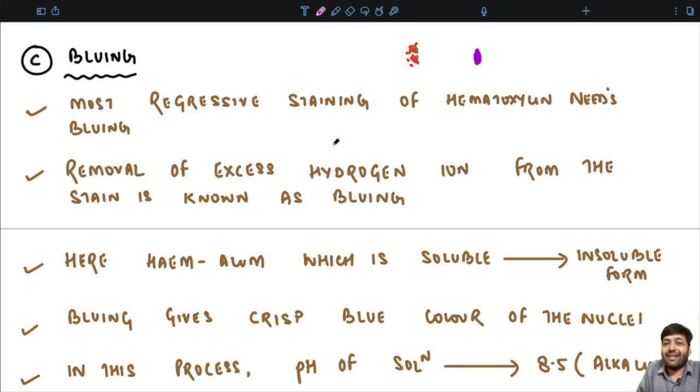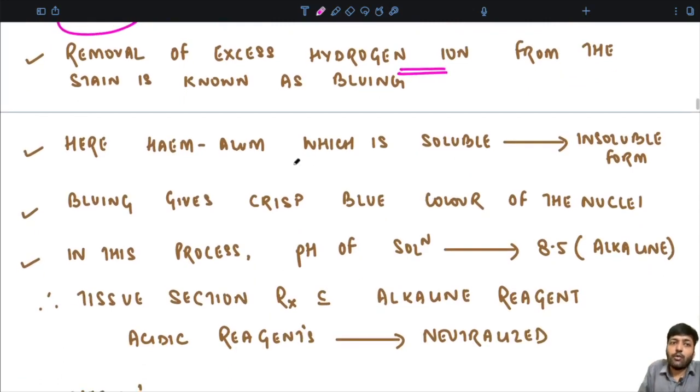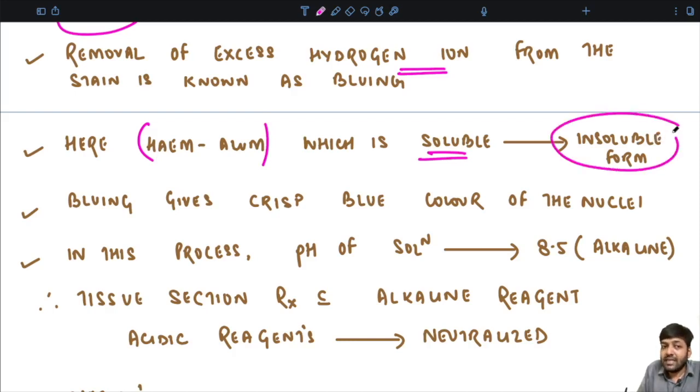In the previous lecture I told you what progressive and regressive staining are, so I am not going to repeat that here. Most regressive staining of hematoxylin needs bluing. So what is bluing? It is the removal of the excess amount of hydrogen ions from the stain. This process is known as bluing. Here, the hemalum, which is soluble, will become insoluble in the process of bluing. Remember that the bluing process gives a crisp blue color to the nuclei.